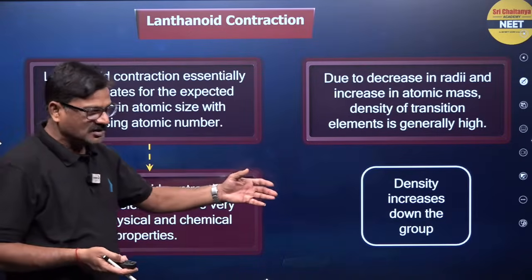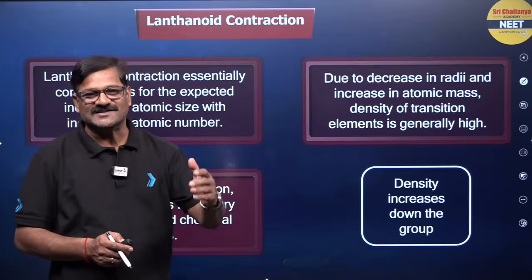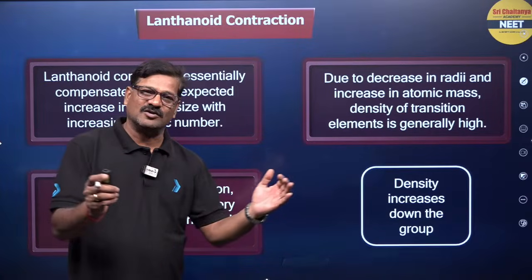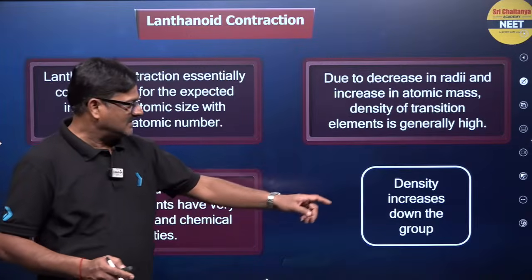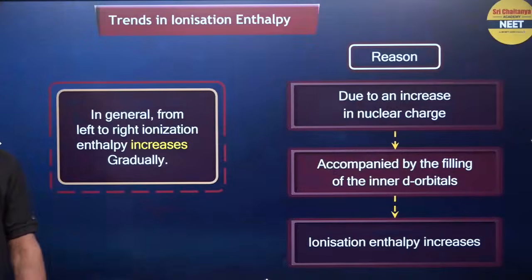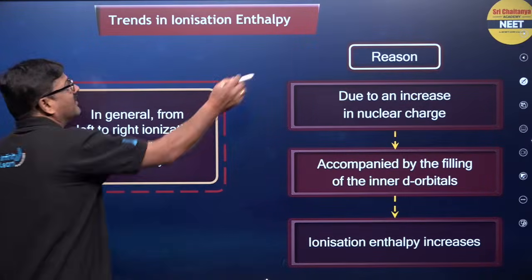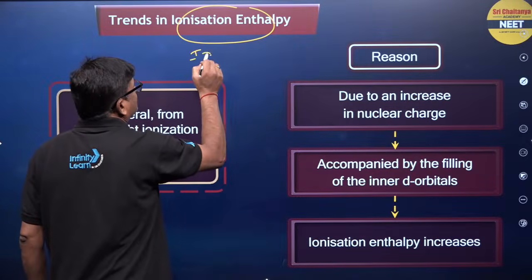So in the lanthanide contraction, density increases down the group because the atomic size is decreased. Density is equal to mass by volume, so if volume decreases, then density increases down the group. That's very important here. And also, trends in ionization energy: first of all, when ionization energy comes, it is irregular.